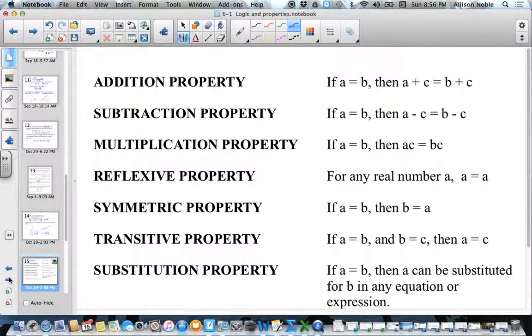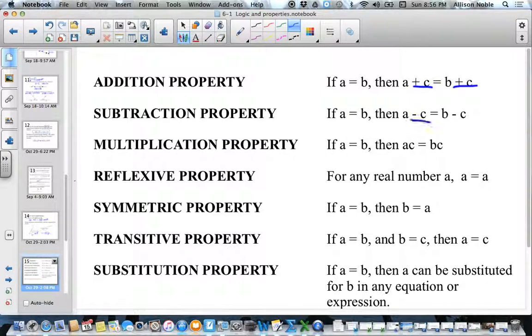Okay, there will also be a quiz on these next time, and those are these definitions that you have been using your whole mathematical life probably. Hopefully you've seen them before, but these are just properties. Properties are definitions that we accept to be true. So the addition property means that if A is equal to B and we add the same amount onto each of those, they're still equal.